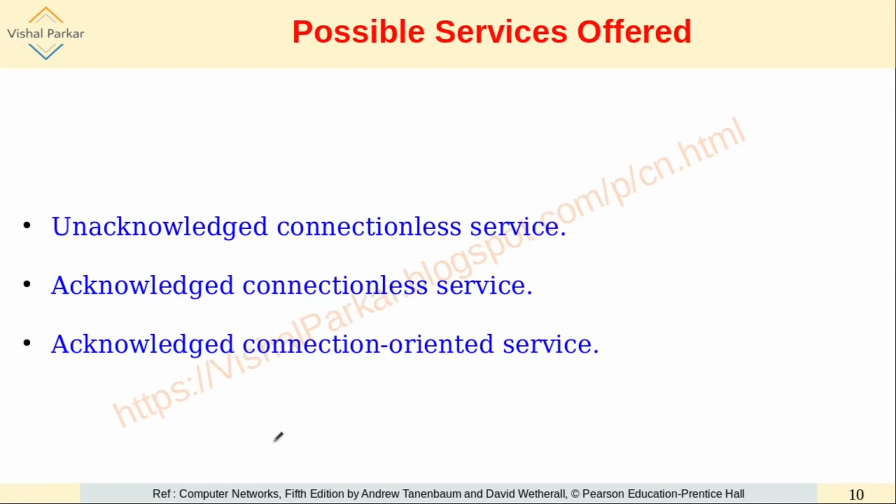Now we'll see a very important part, which is the different types of services offered by the data link layer. The first is unacknowledged connectionless service. The second is acknowledged connectionless service, and the third is acknowledged connection oriented service. So the service can be either connectionless or connection oriented, and the second category is that it can be acknowledged or unacknowledged. We'll see in detail each individual service.